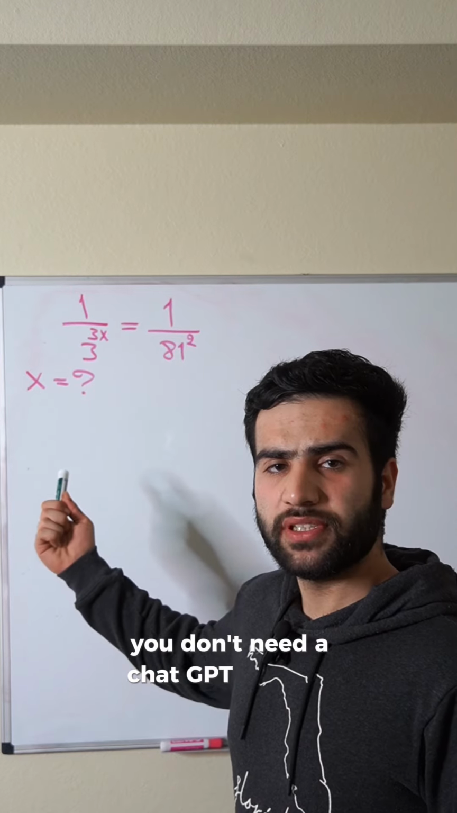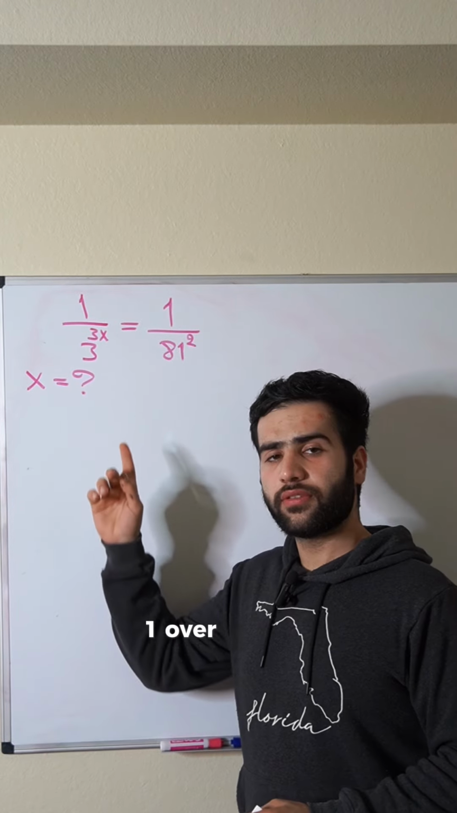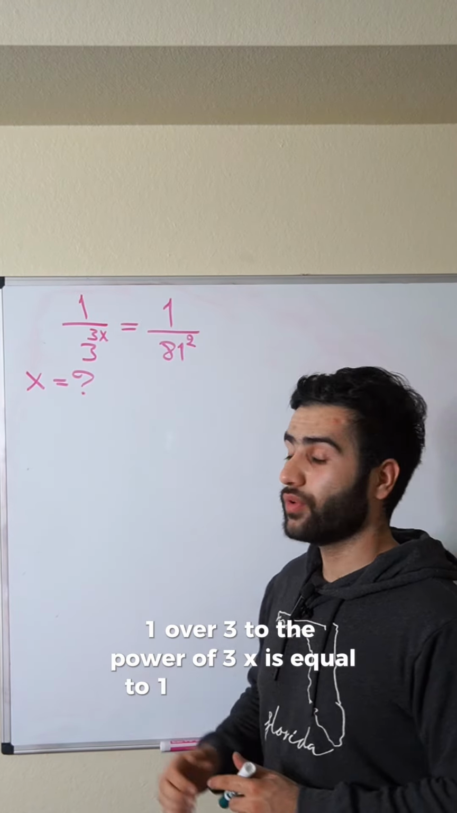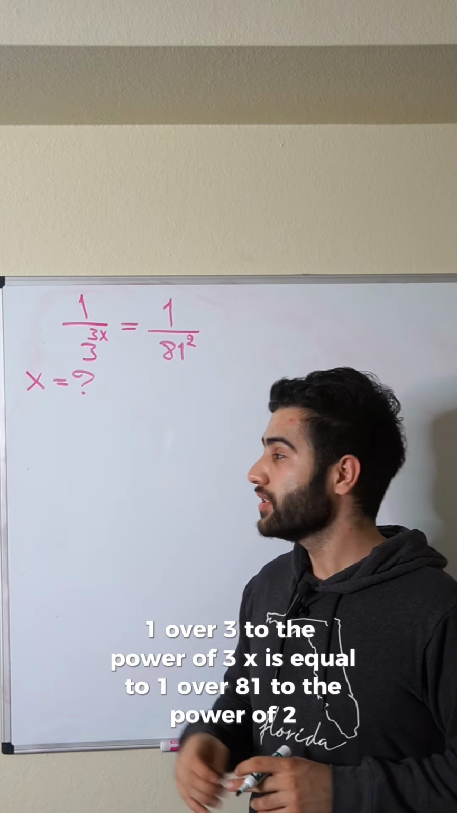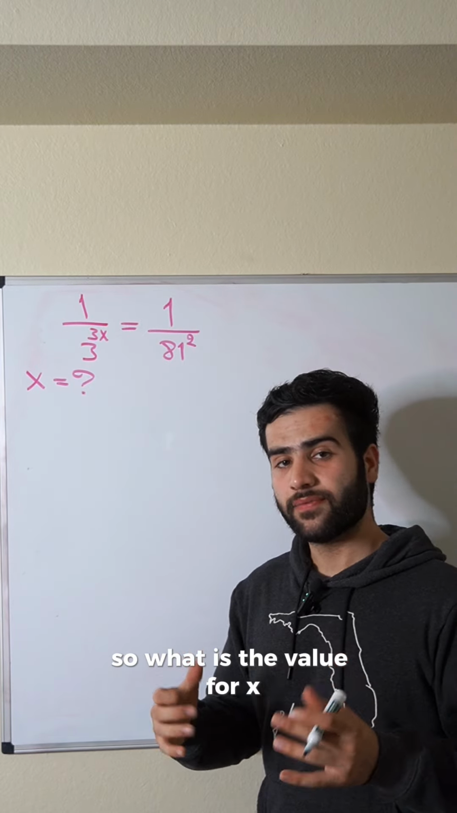You don't need ChatGPT to solve this problem. 1 over 3 to the power of 3x is equal to 1 over 81 to the power of 2. So what is the value of x?